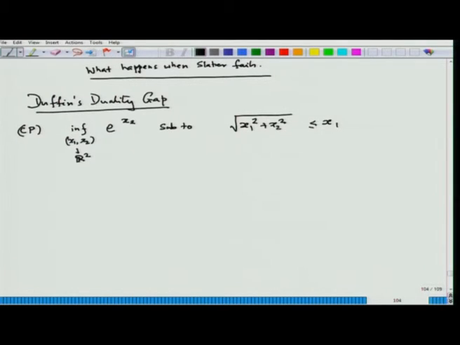It will immediately tell me that whatever x1 I take, I will have x1 square plus x2 square less than or equal to x1 square. So, I will have x2 square less than or equal to 0, but x2 square is always greater than or equal to 0, so x2 square is equal to 0. So, I will get x2 equal to 0. So, my feasible set consists of elements of this form.